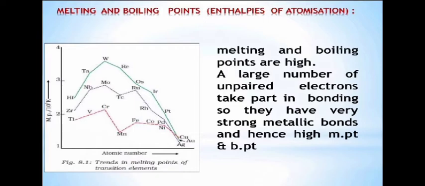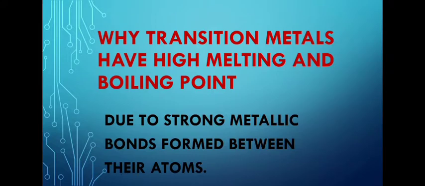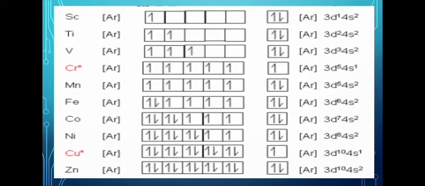Let us try to explain the above facts. First is why the transition metals have high melting and boiling point. Answer is, in case of transition metals, they involve n-1 d subshell electrons and ns electrons in bond formation, and the bonds formed are strong metallic bonds. Thus transition metals have high melting and boiling point. So I conclude that due to presence of strong metallic bonds formed between their atoms, the transition metals have high melting and boiling point.